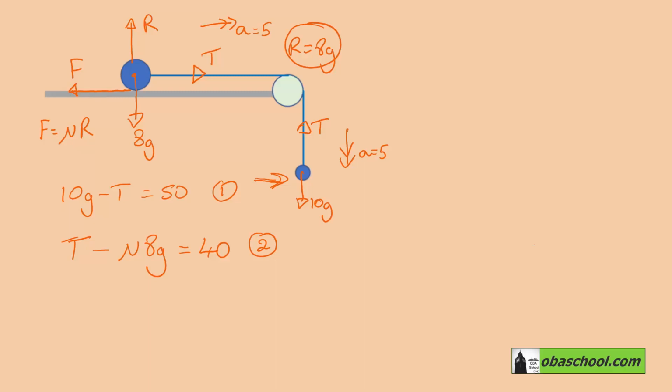Now, we can remove the tension by adding these equations. So I'm going to do 1 plus 2, and then I'm going to get 10g take away 8 mu g, and that's going to be equal to 50 add 40, which is 90. So 8 mu g is going to be 10g take away 90.